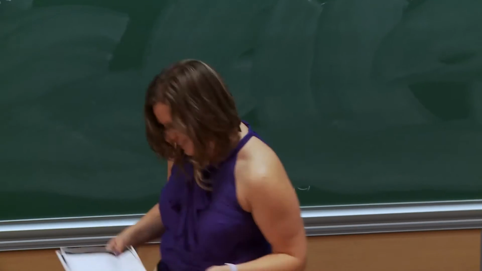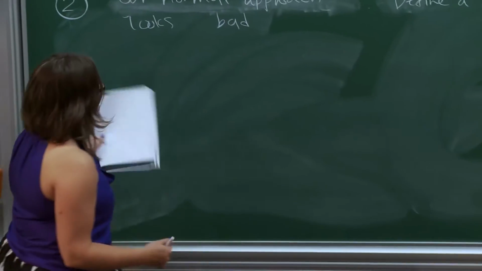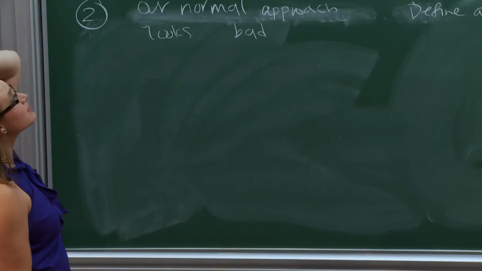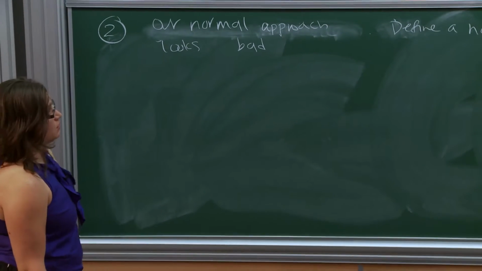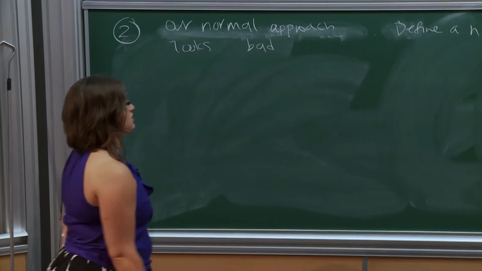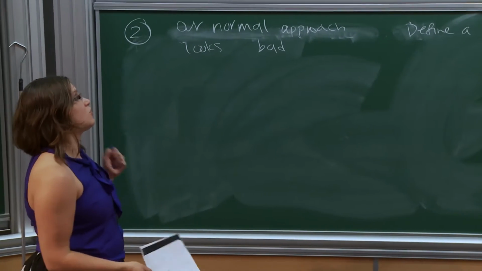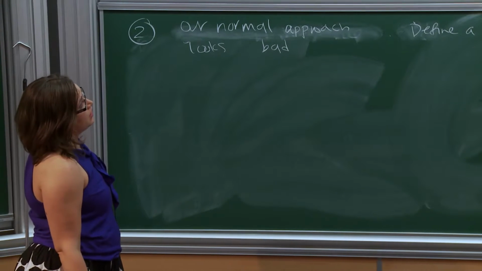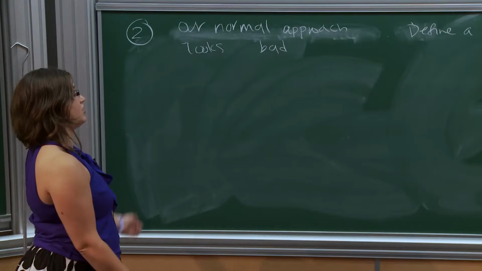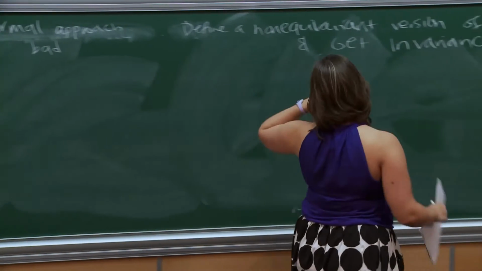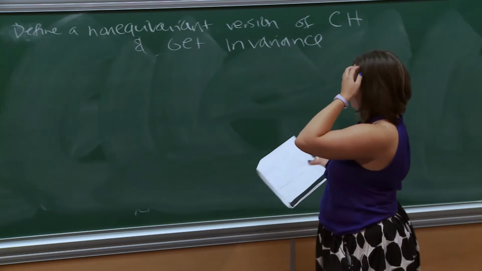So to clarify, this normal approach looks bad because you can't prove this sort of lemma in cobordisms. You have some automatic transversality in cobordisms, but it's not good enough, and you're not going to be able to prove the chain homotopy equation, so invariance is not really going to go so well. So what we can do is define a non-equivariant version.